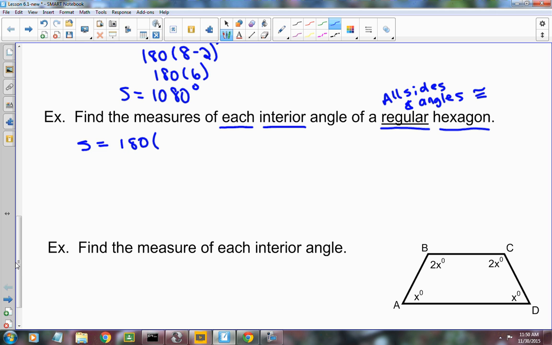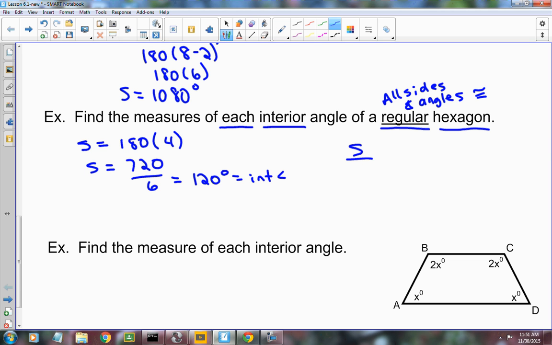In a hexagon, it's going to be 180 times what? Not 6, but 4, because it's 6 minus 2, right? You have to subtract 2. So 180 times 4, which we already did a while ago, we said it was 720. So the sum of all of them is 720. I want each individual one, and there's 6 of them, and it's regular, so what do you think we should do? We're going to divide it by 6, which is going to give me 120, and that is my interior angle.